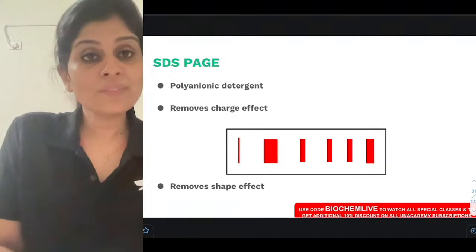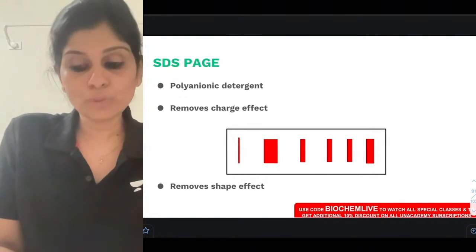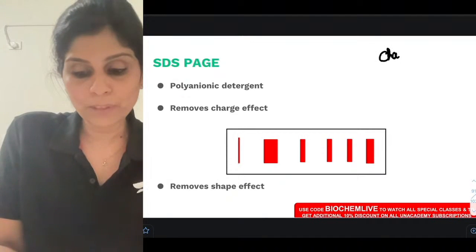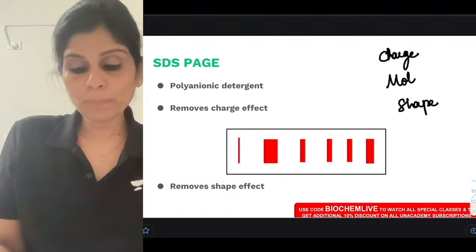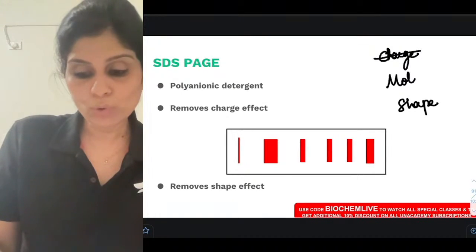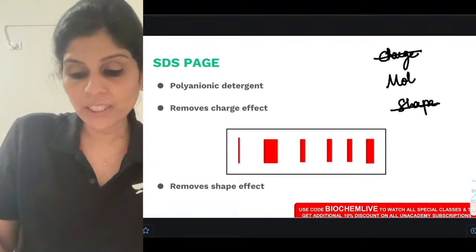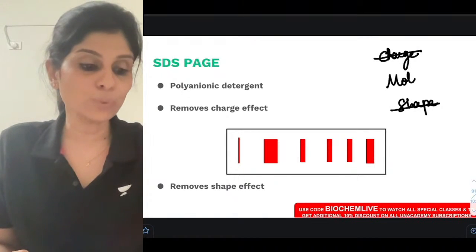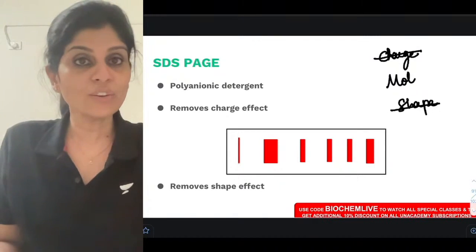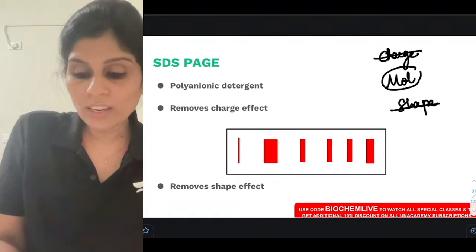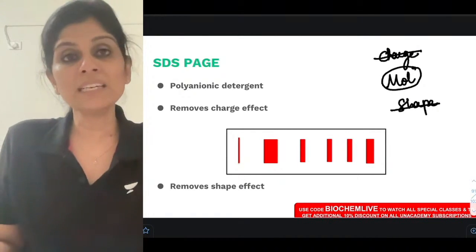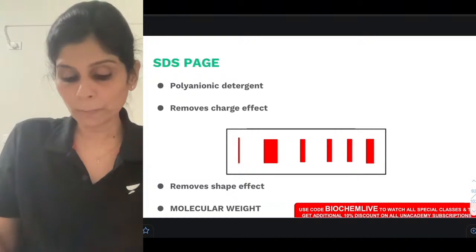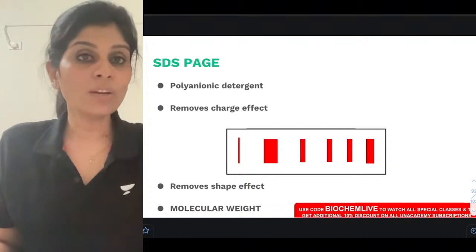Okay, so out of the 3 properties based on which electrophoresis separates proteins, what are the properties? One is charge, second is molecular weight, and the third one is shape. Out of these 3 properties, what have been ruled out? You have ruled out charge-based separation, you have ruled out shape-based separation. So what are you left with? All of you please answer. What are you left with? You are left with only molecular weight-based separation. And that is why we always say SDS-PAGE separates proteins based on what? Based on purely molecular weight.